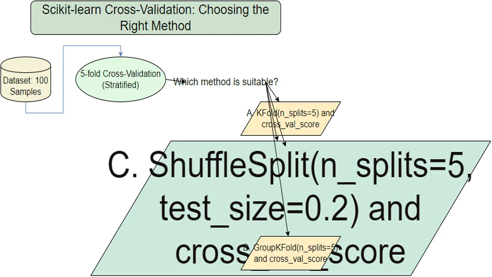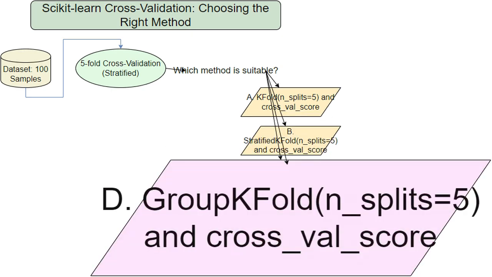Option C uses "shuffle split", which randomly shuffles and splits data. This doesn't guarantee equal-sized folds or stratified sampling, making it unsuitable for my problem. Option D uses "group k-fold", which is used when data has groups that shouldn't be split across folds. I don't have such groups, so this isn't applicable.